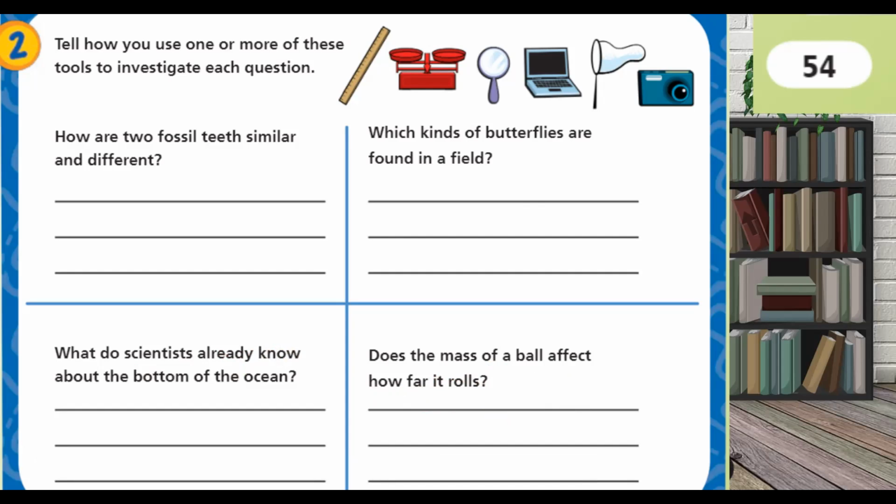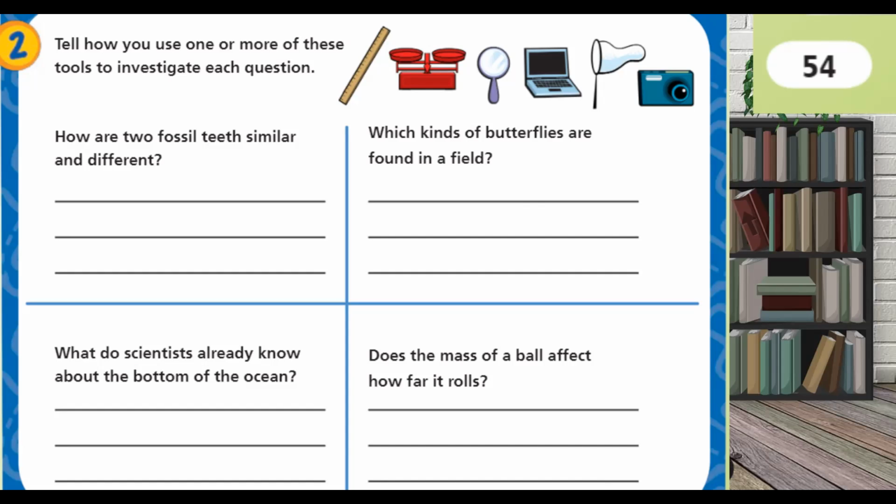First one, I think I will use a hand lens. Okay, good. You are going to use a hand lens to do what? Can you explain for me? To see the difference clearly. Nice, excellent. Thank you, Ahmad. What about the second one, guys? Which kinds of butterflies are found in a field? A collecting net. Excellent, good job. Wow, I am so proud of you, Ahmad.